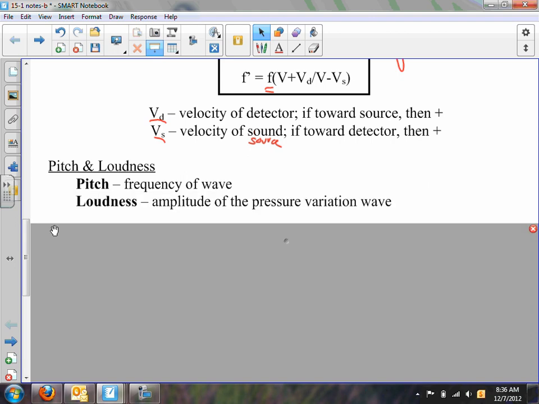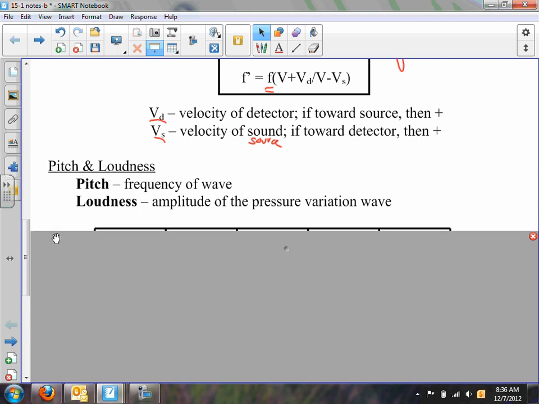Loudness is really just the amplitude of the pressure variations of your wave. So if you have more compression, more tightly compressed, it's going to be louder, because compressions are like your amplitude for sound waves. If it's compressed more, it's louder. If there's less compression, it's going to be a softer wave.